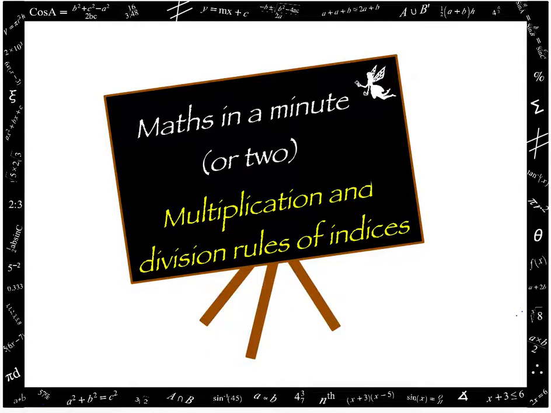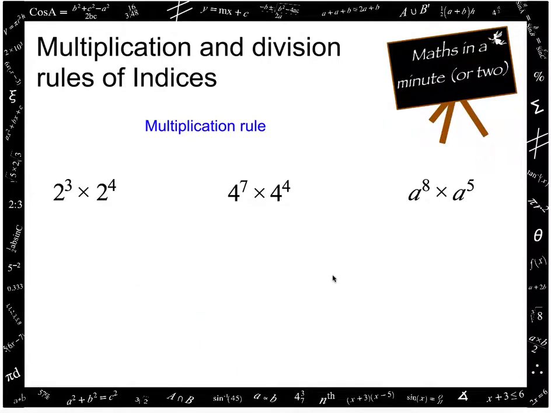This lesson is going to be about multiplication and division rules of indices. So I'm going to start with the multiplication rule. I'm going to show you why it works first, and then I'm just going to show you the quick way of doing it. So 2 to the power of 3 multiplied by 2 to the power of 4.